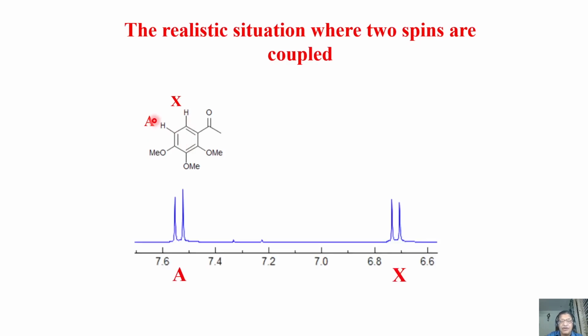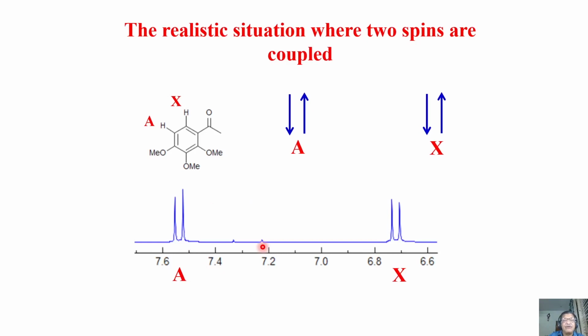Now, if I take the proton NMR spectrum of it, it looks like this. Look at it. What is happening is A has two orientations, X has two orientations, which we were discussing so far. As a consequence, you see, A is a doublet, X is a doublet. A is coupled to X and becomes a doublet. X is coupled to A and becomes a doublet. You understand? This is the spectrum of a two coupled spin system.